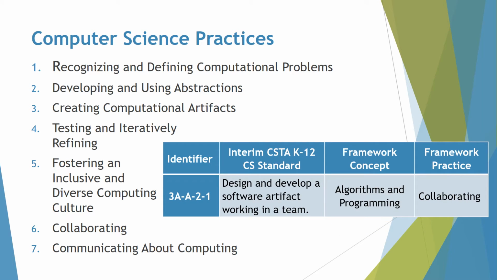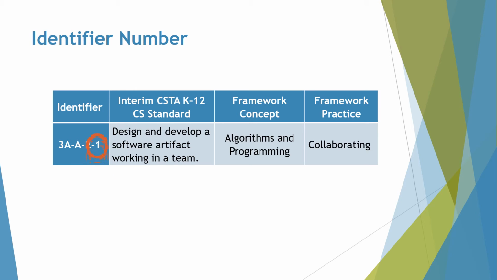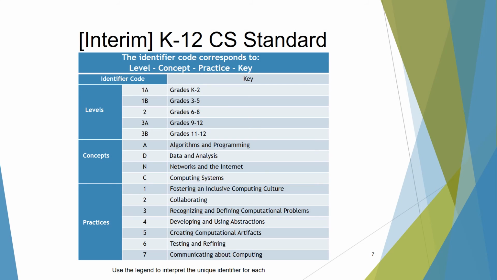A sample standard has the identifier. The third value is for the practice. The fourth value in the identifier is the number, whatever the concept and practice. The legend we are going to use, which you can also use to interpret the unique identifier for each standard, is found on page 39 of the Interim Computer Science Standards.